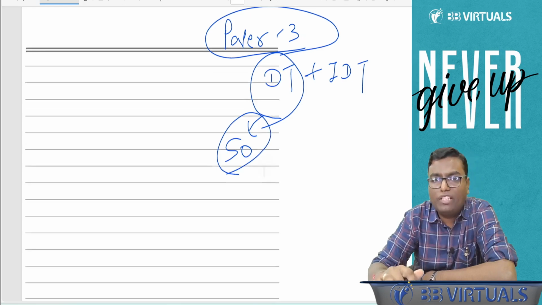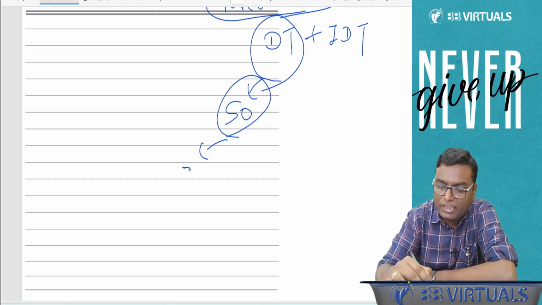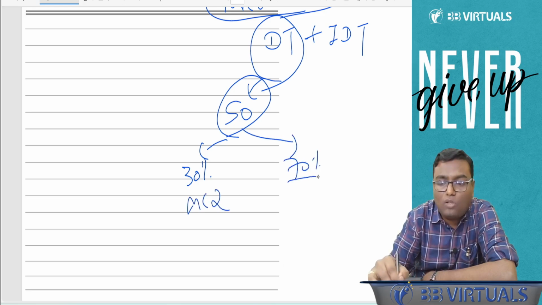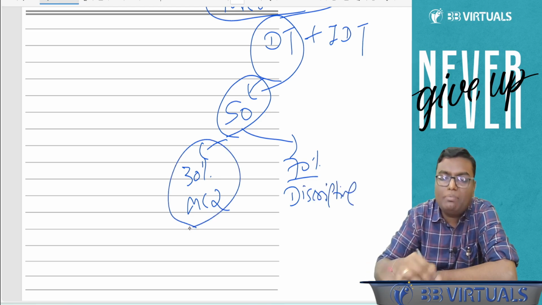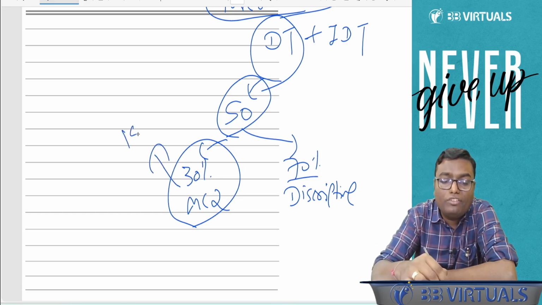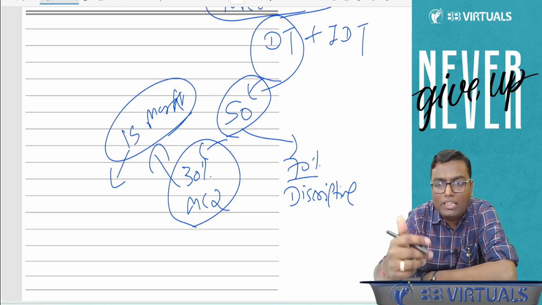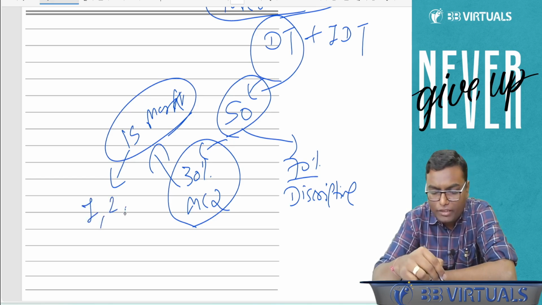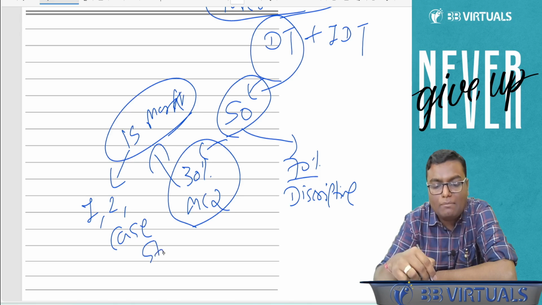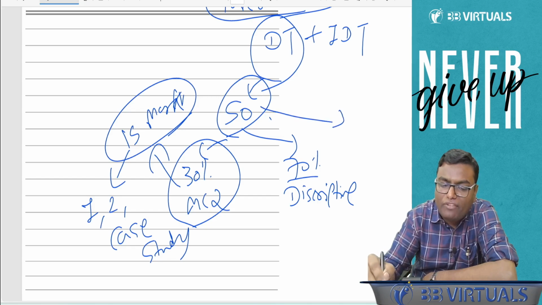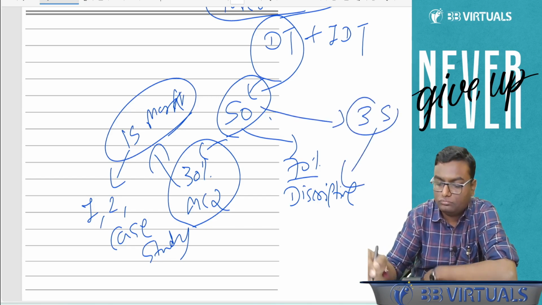Now, out of this 50 marks, you all are aware that 30% is MCQ and the remaining 70% is what? Descriptive. Now, when I say 30% MCQ, I mean to say 15 mark MCQ. In this 15 mark MCQ, what does ICAI generally ask? Which kind of MCQ does ICAI generally ask? 1 marker, 2 marker, case study based MCQ. All these MCQs are being asked. And the remaining 35 marks, that is descriptive.